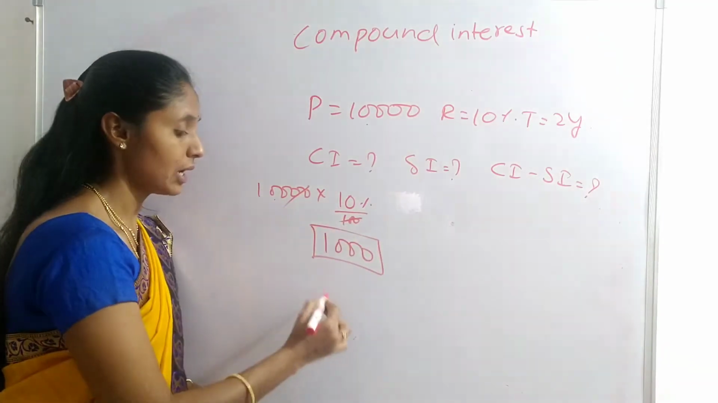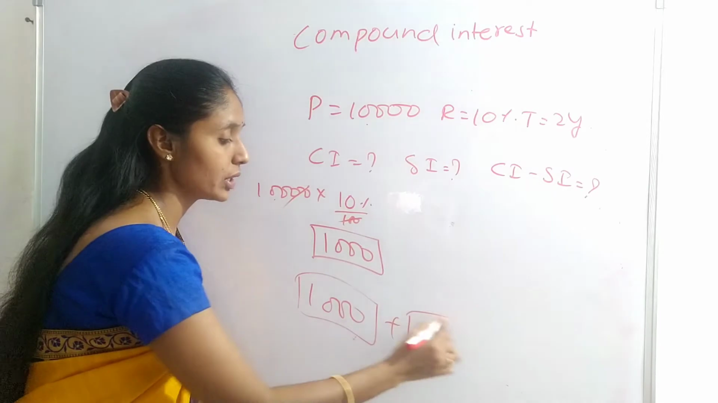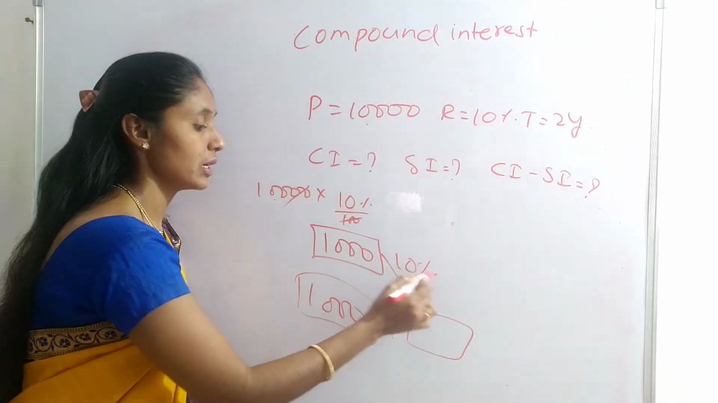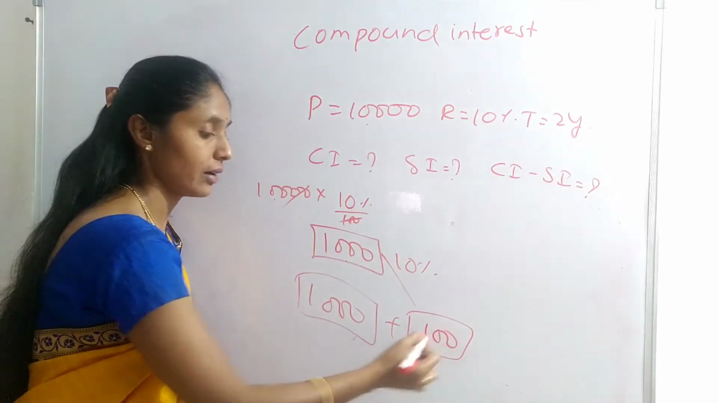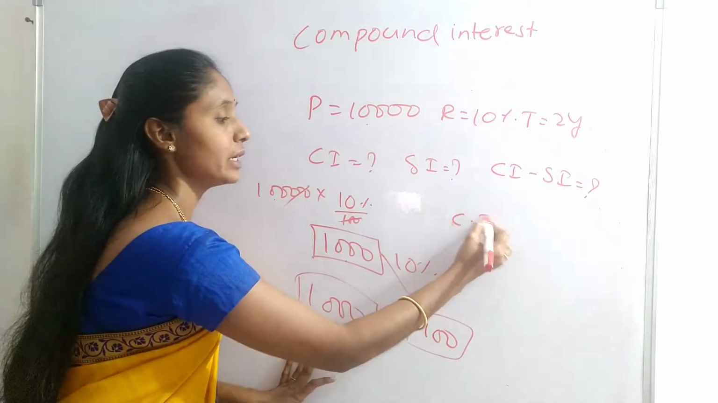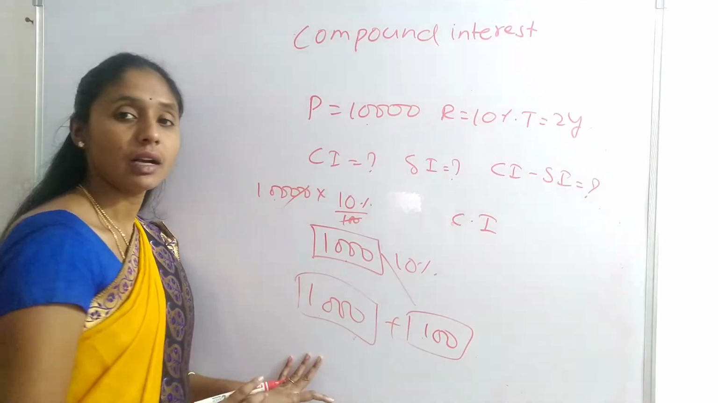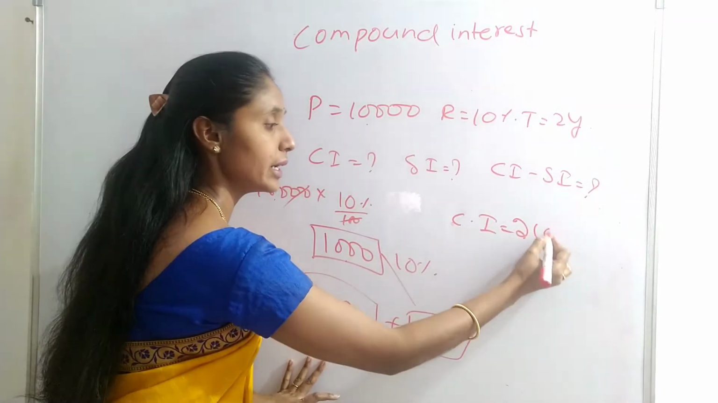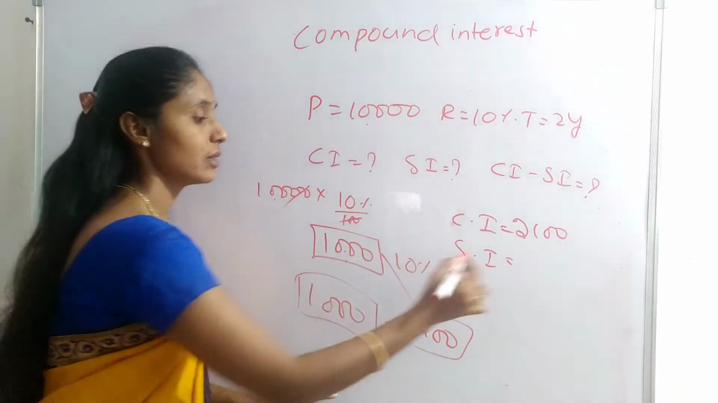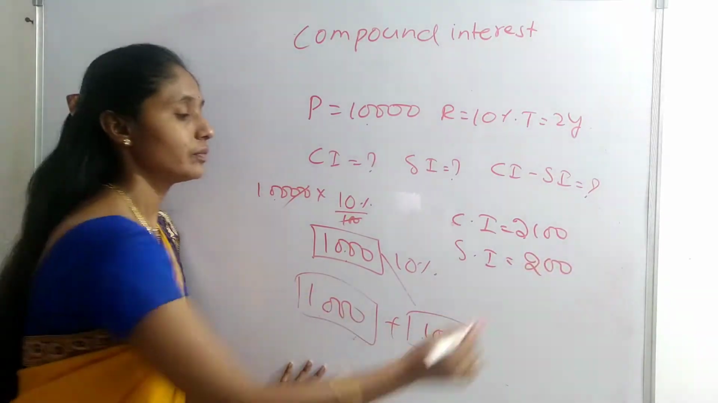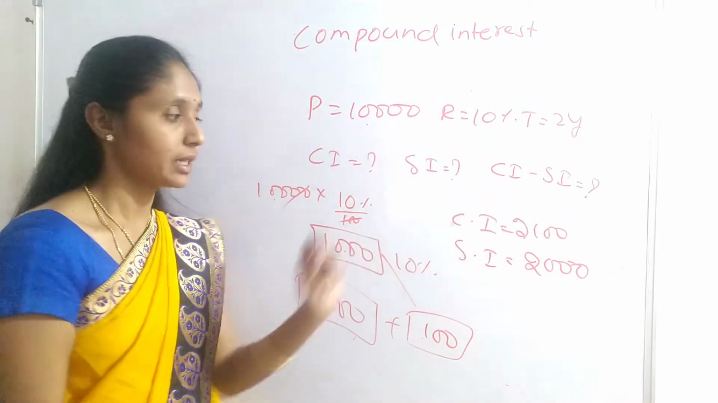This is the first box. And next year also the simple interest is the same. Then to find compound interest, take 10% again. Take 1000 into 10%, that is, 100 cancels, 10 tens are 100. So the total is the compound interest: 1000 plus 1000 is 2000, and 100, so 2100 is the compound interest. And simple interest is 1000 plus 1000, 2000. And the difference between compound interest and simple interest is 100.